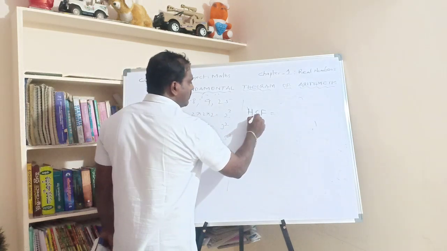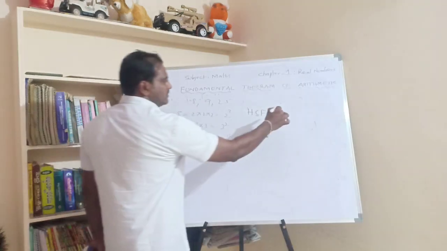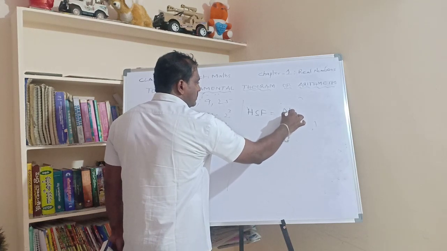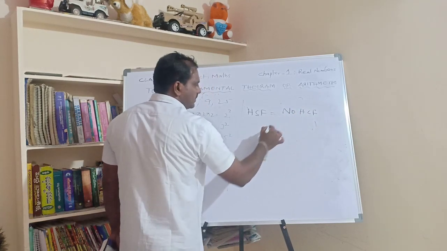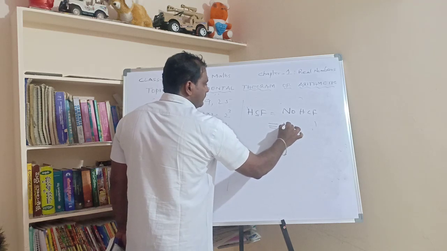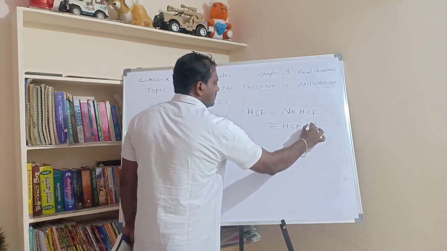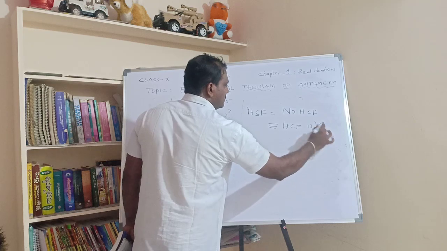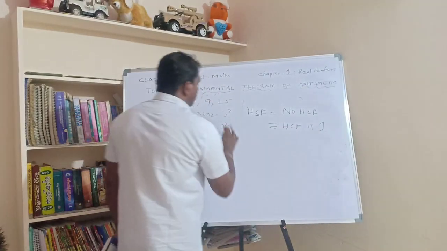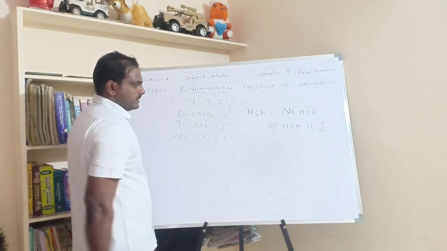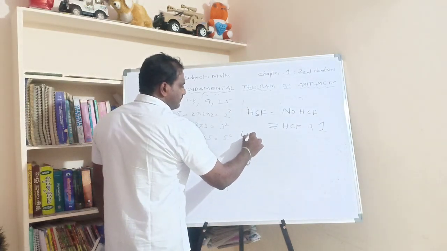There is no common factor. So don't write no HCF. In this case, what we have to write is HCF is 1. Because if no prime is common, we have to write it as 1. Now what will be the LCM?